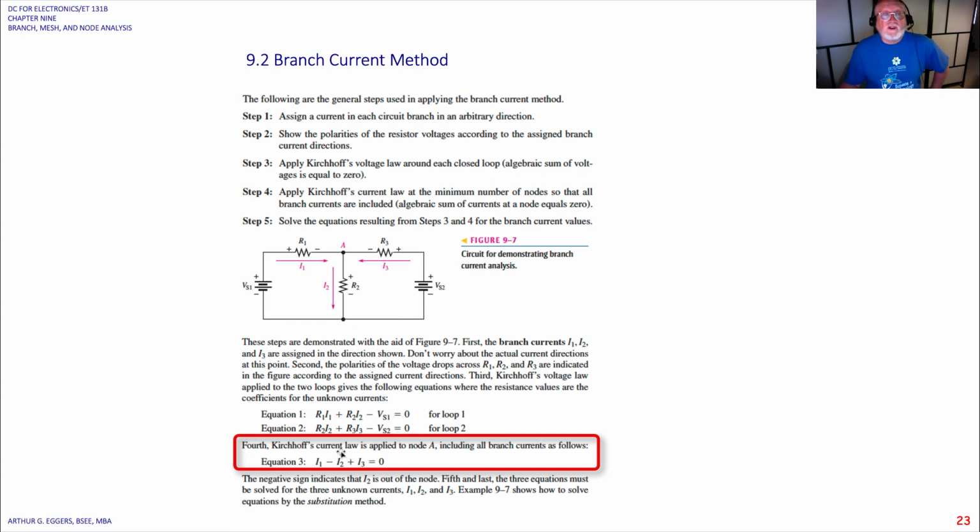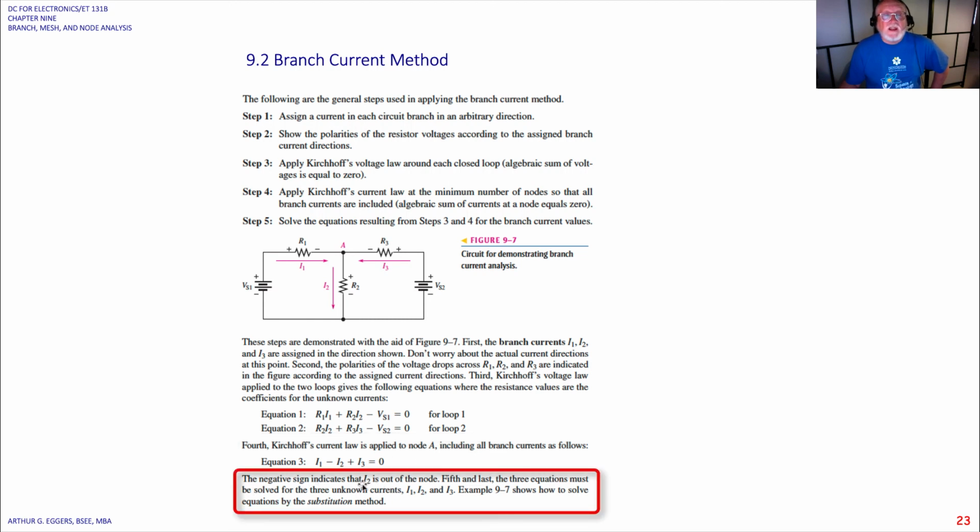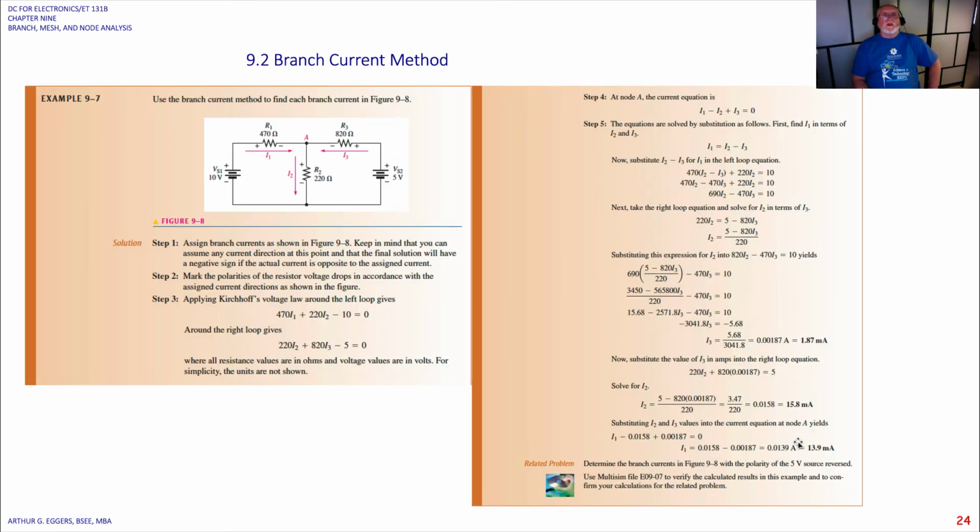Fourth, Kirchhoff's current law is applied to a node. Okay, and we're going to choose node A here in red, including all currents as follows. So we have current 1 going into the node, current 2 leaving the node, current 3 going into the node, and the sum of those has to be 0. The negative sign indicates that I2 is out of the node. Fifth and last, the three equations must be solved for the three unknown currents, I1, I2, and I3. The example circuit shows how to solve equations by using the substitution method.